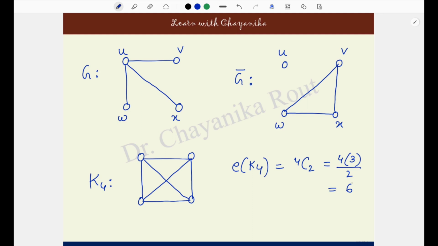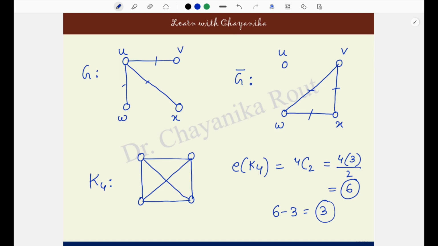So if there are 6 edges in total, out of which 3 edges are there in the graph itself, then 6 minus 3, that is 3 edges are to be present in the complement of the graph. Now when you have carefully drawn all the 3 edges, you are sure that there is no more edge to be drawn in the complement. That is one way to cross check your answer that your complement is correct.